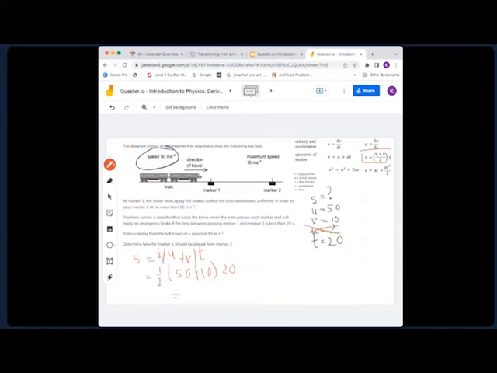Once we plug this into the calculator, can someone plug this into the calculator for me? Oh, it is 600. Okay, 600. Okay, thank you. So 600 meters. Cool, so our answer is 600 meters. So marker 1 must be in front of marker 2 by 600 meters.